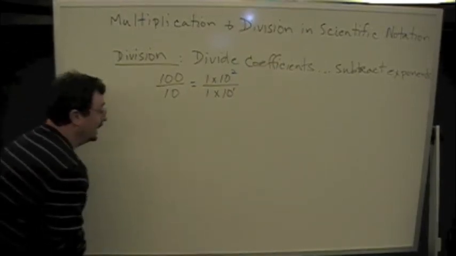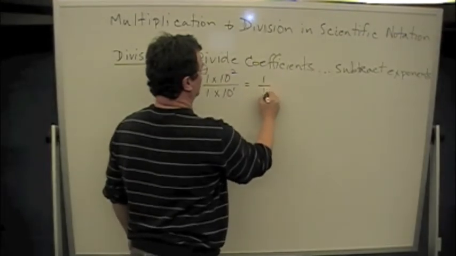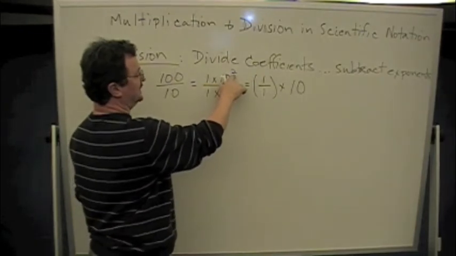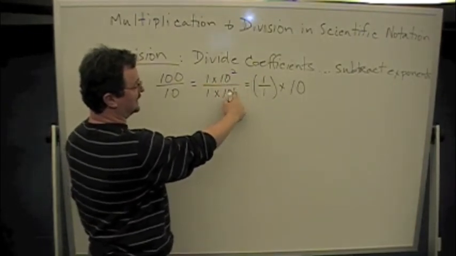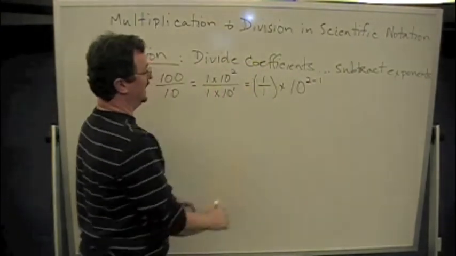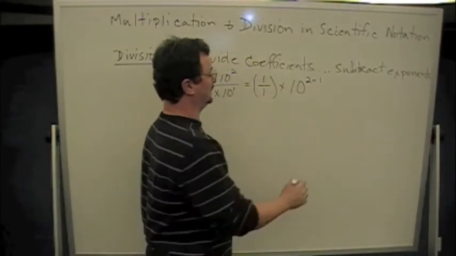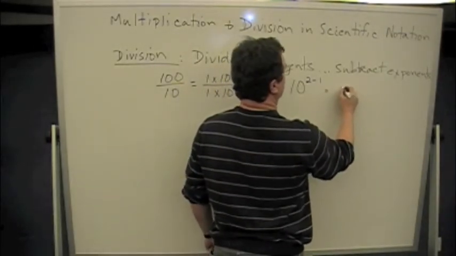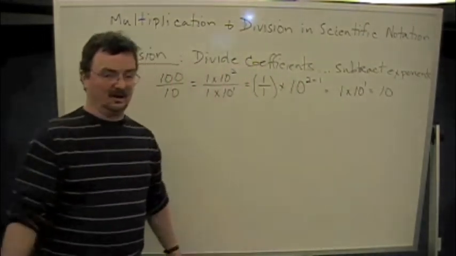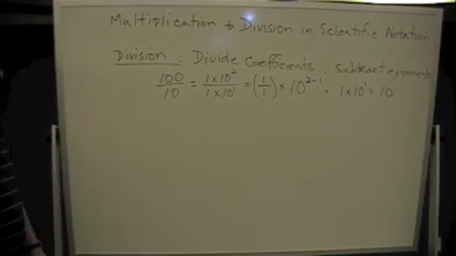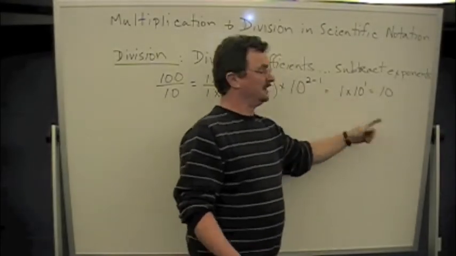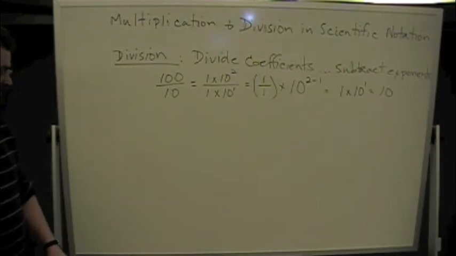All right. So what we have is 1 divided by 1 times 10, and here's where it gets a little tricky: 10 to the 2 minus 1. You have to subtract the exponent that's on the bottom from the one that's on the top. So you have 1 times 10 to the 2 minus 1 power, and that is 1 times 10 to the 1, which is just 10, which we knew all along. This is so simple that we would never go through this entire process to get the answer, but I'm just trying to show you that it actually does work.